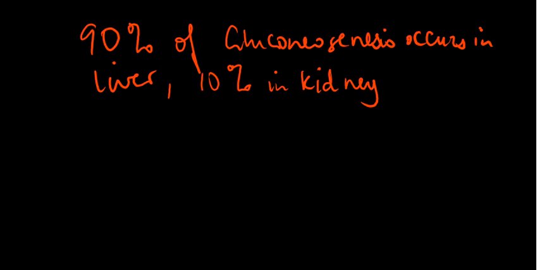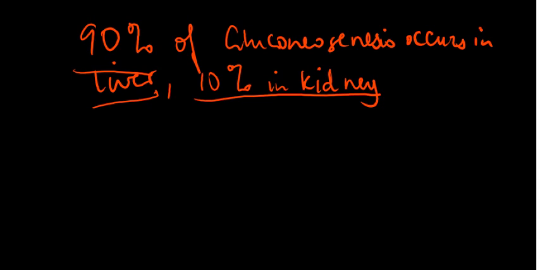Alright, however, if that fast prolongs, the kidneys become a major source of glucose production. So what you're going to notice is that during a fast, 90% of this gluconeogenesis will happen in the liver, but when it's prolonged, the kidneys are the ones that actually take it up.